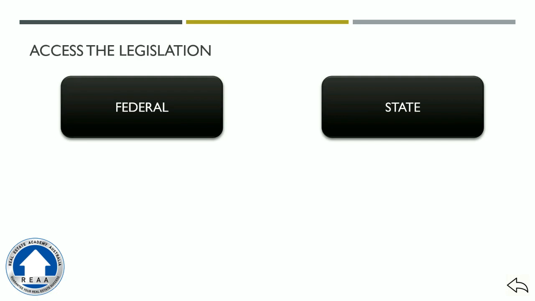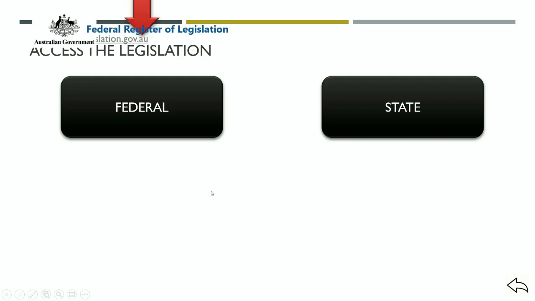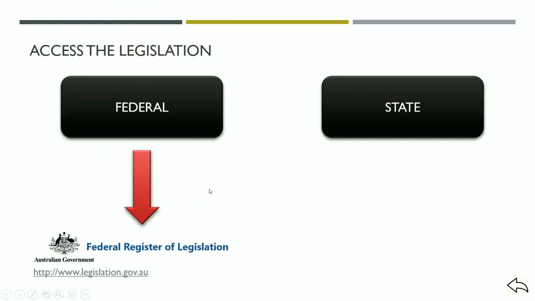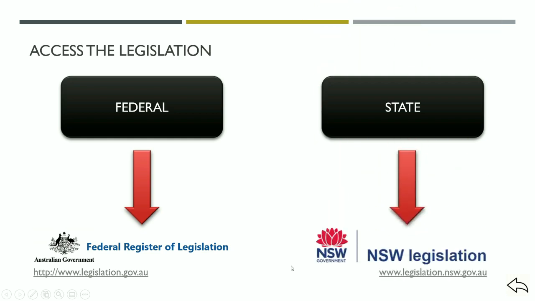Federal legislation is also known as Commonwealth legislation. It is relevant to all of Australia, to all industries. If I want to access legislation which is federal, I would go to the website for the Federal Register of Legislation, located at www.legislation.gov.au.